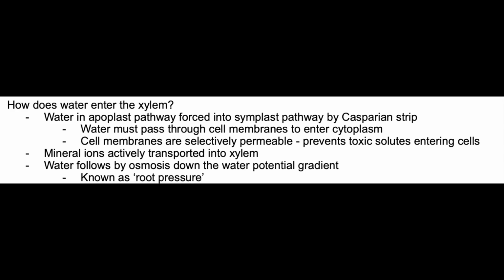Mineral ions are then actively moved into the xylem. Remember, the xylem transports both water and mineral ions. And then because of the presence of those ions, it lowers the water potential within the xylem, meaning that water enters from the cytoplasm of the cells into the xylem down the water potential gradient by osmosis. And this is known as root pressure.